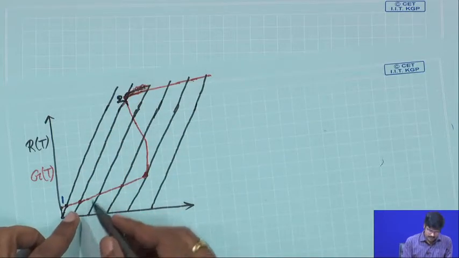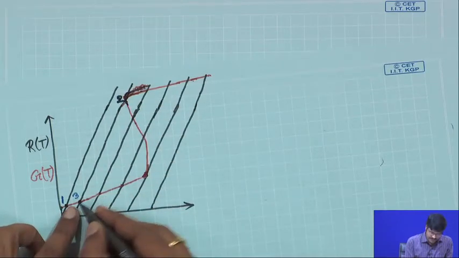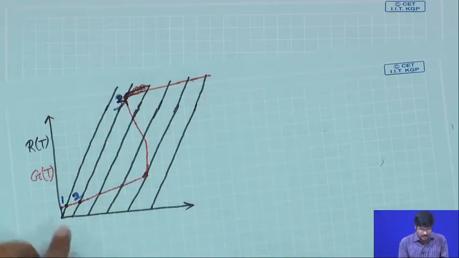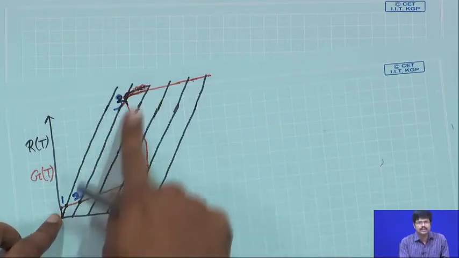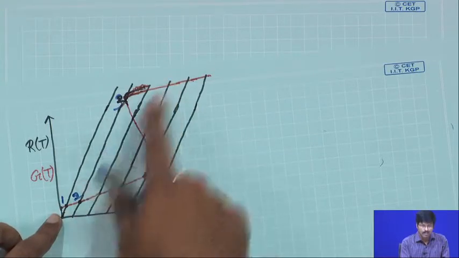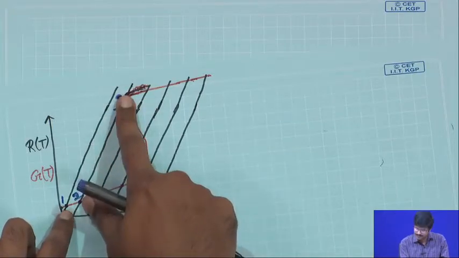In fact, it is better that we call this point as point 2 because it crosses first, and this point as point 3. So, basically for the second RT line your GT will cross it 2 times. That means for the second RT line you have 2 steady state points, which are point 2 and point 3.